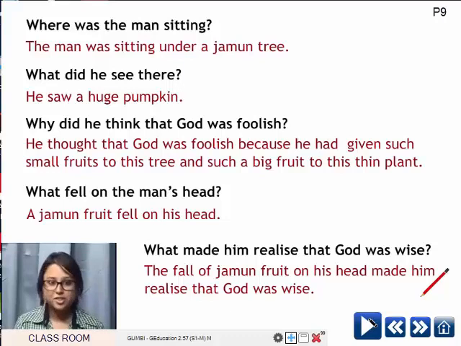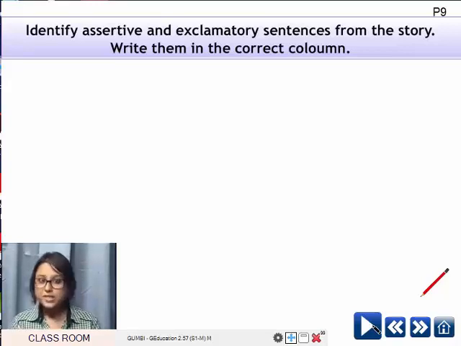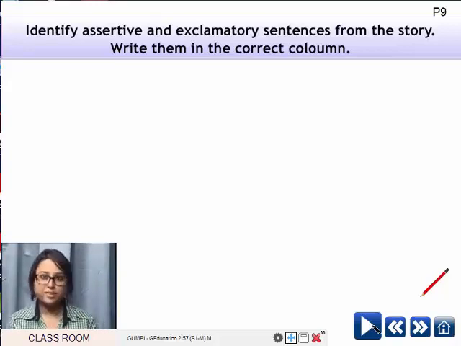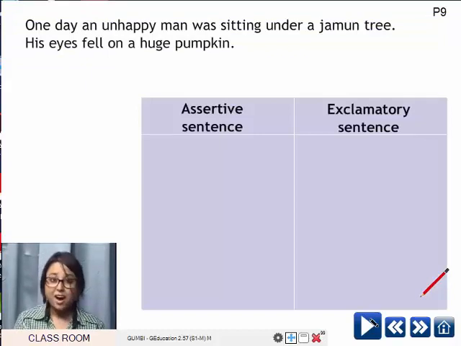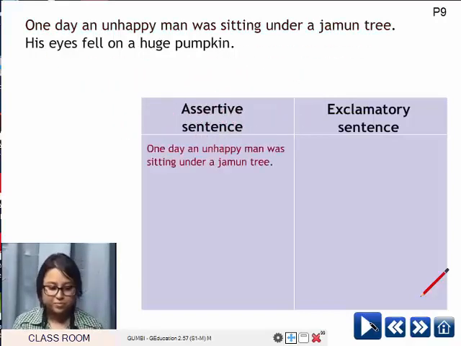Were you able to answer all the questions? Very good. Now, you have to identify which sentence in the story is assertive and which sentence is exclamatory. Okay, I will display the sentences one by one. First sentence. One day, an unhappy man was sitting under a jamun tree. Is this an assertive sentence or an exclamatory sentence? It ends with a full stop, so it is an assertive sentence.